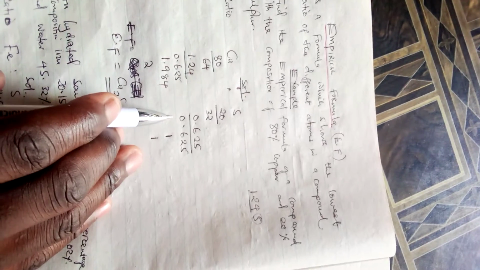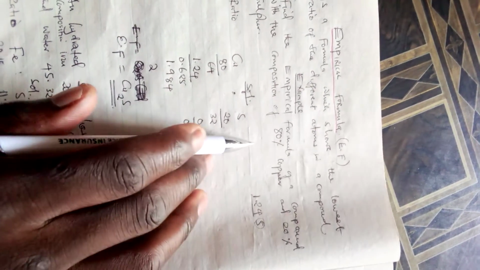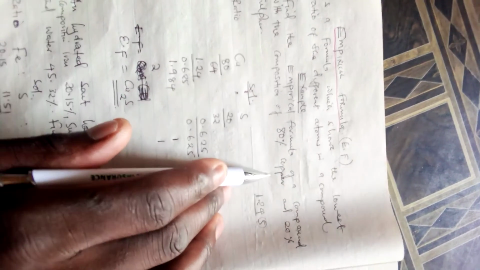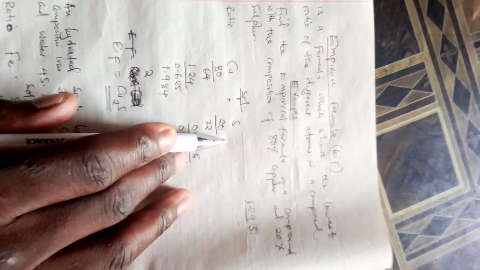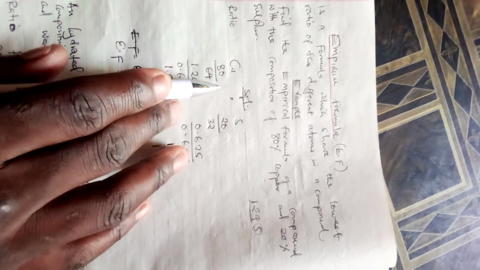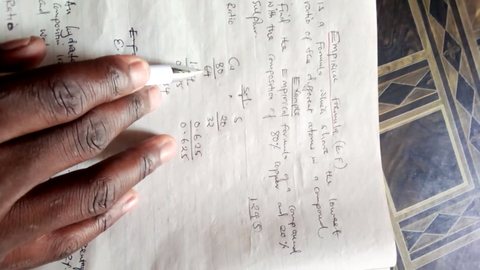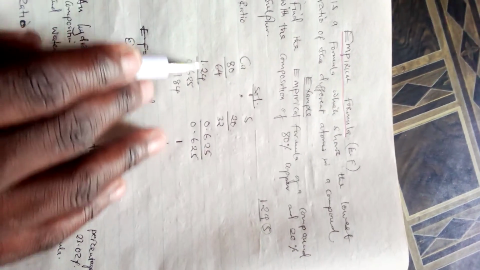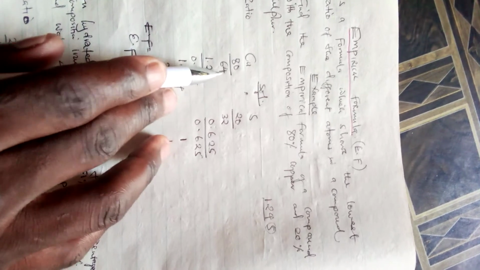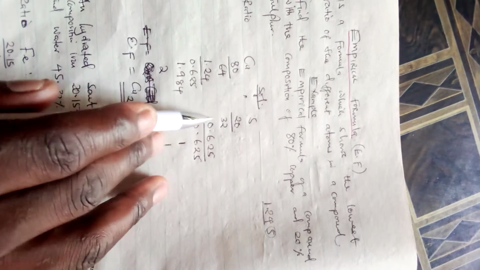sulfur. So when you look at this question, the way you handle it, you have to write a ratio, and you write the ratio based on what you've been given first. So copper is first and sulfur is second. What is the percentage for copper? It's 80 divided by 64, the mass number. 20% divided by 32, the mass number. So you get this after dividing, then you get this after dividing.